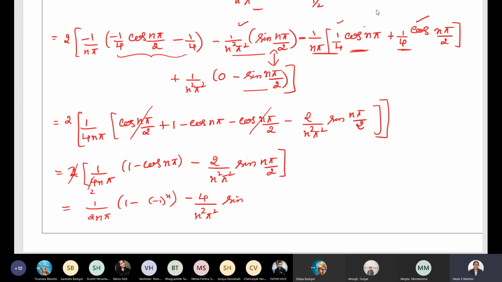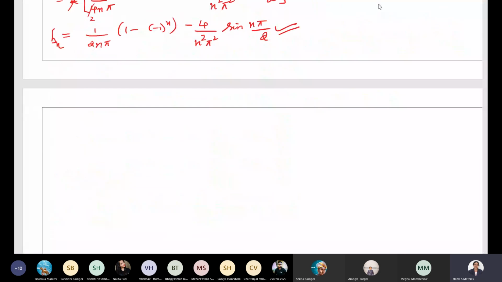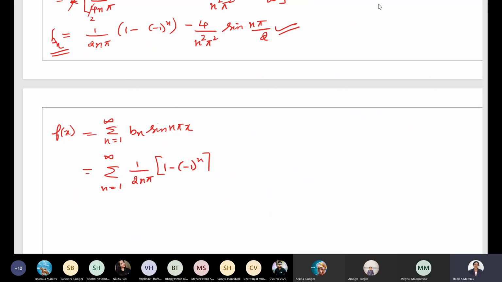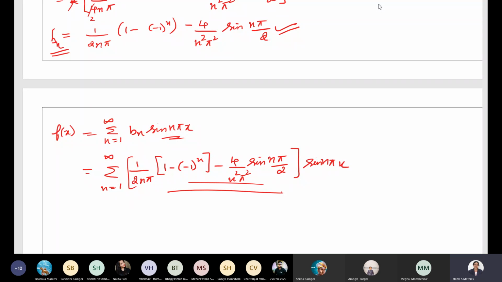So this is what? This is Bn. This is little lengthier, still practice, so it will be easier for you all. So you have found Bn. So what is f of x? Summation n equal to 1 to infinity Bn sin n pi x by L. L is 1. So it will be summation n equal to 1 to infinity, Bn is 1 by 2n pi into 1 minus minus 1 power n, minus 4 by n square pi square sin n pi by 2, into the sin n pi x. This is the half range sine series.